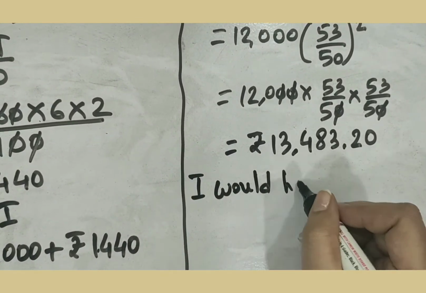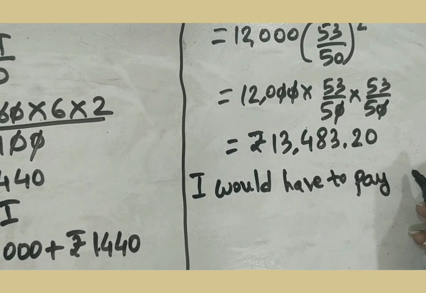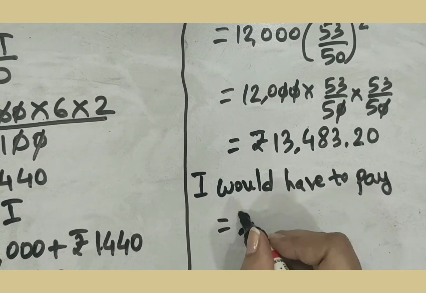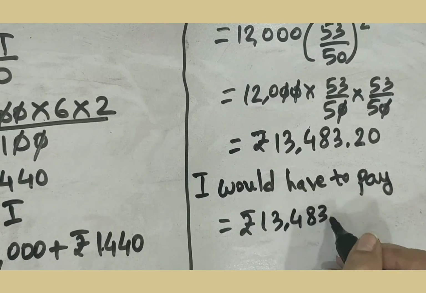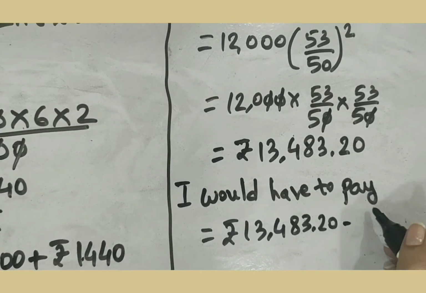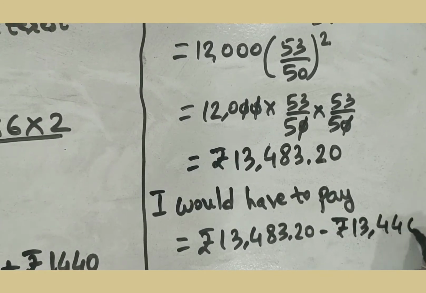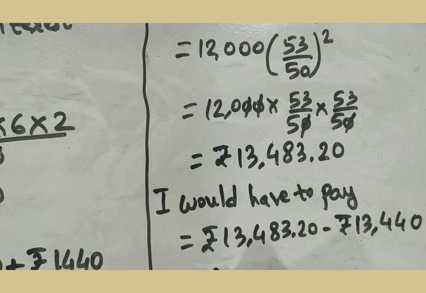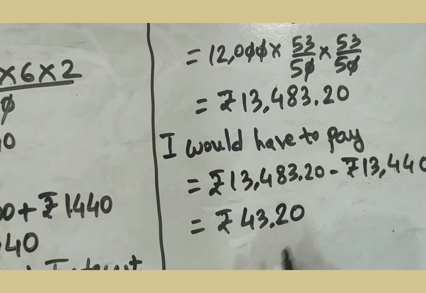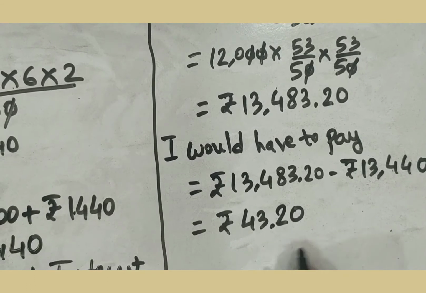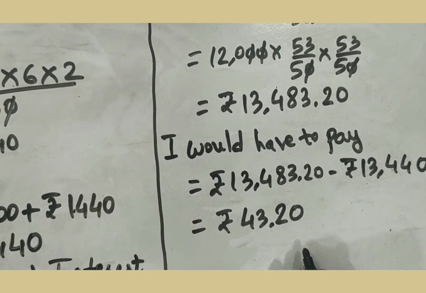I would have to pay rupees 13,483.20 minus rupees 13,440. So if I subtract, I'll get 43 rupees and 20 paise, which I have to pay extra if I take it on compound interest.